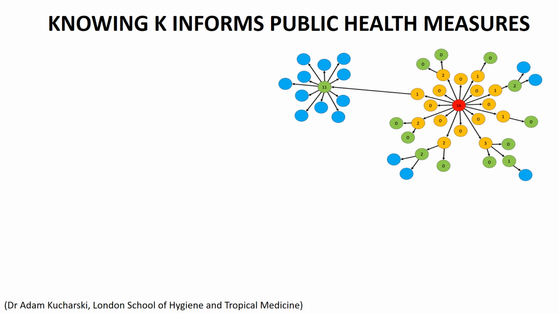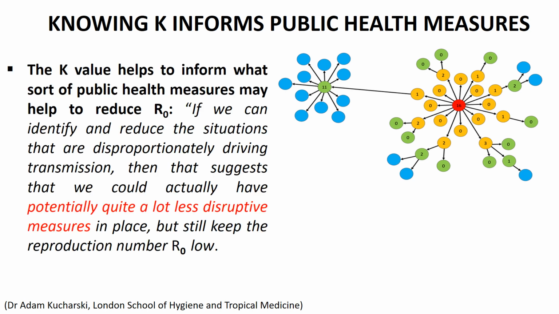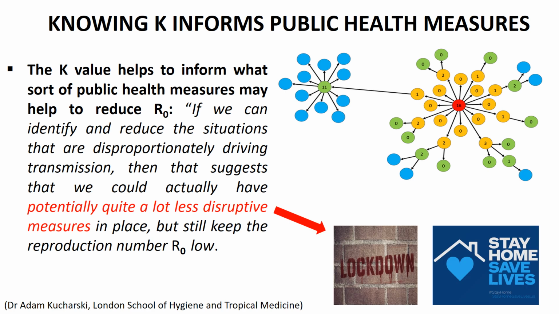So knowing K is very important because it informs public health measures. The K value helps to inform what sort of public health measures may help to reduce R0. If we can identify and reduce the situations that are disproportionately driving transmission, then that suggests we could have potentially quite a lot less disruptive measures in place, but still keep the reproduction number low. That means K allows us to take localized action rather than, say, a complete national lockdown or stay at home.